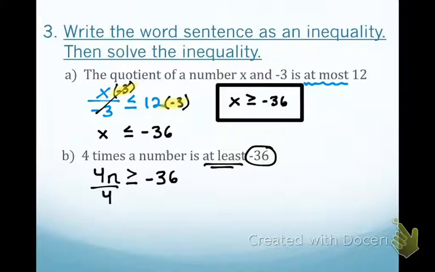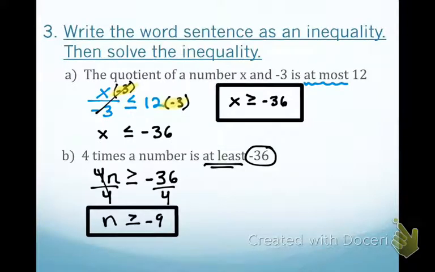Divide by 4. Divide by 4 on both sides. Notice I am dividing a positive number on both sides. This cancels out. Was the last thing that I did divide by a negative number on both sides? No, it was not. Okay, so your correct answer is n, or any variable, is greater than or equal to negative 9.